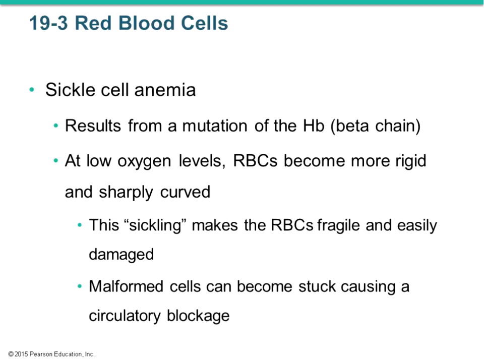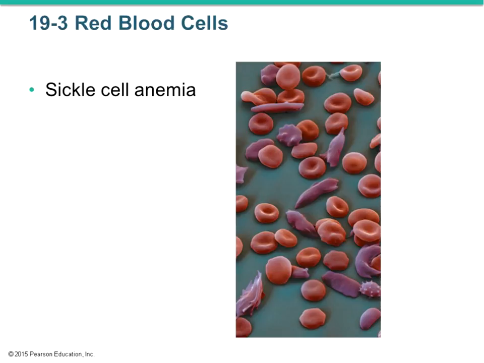One clinical example of a dysfunction or disease is called sickle cell anemia that you may have heard of. It basically results from a mutation of the hemoglobin, specifically the beta chain. At low oxygen levels, the red blood cells become rigid and sharply curved as a result of this mutation, which allows them to damage or cut adjacent red blood cells. So these malformed cells not only become problematic, but they can injure other cells, and these cells can get stuck and cause a circulatory blockage, and that's why it can be so dangerous. Okay?